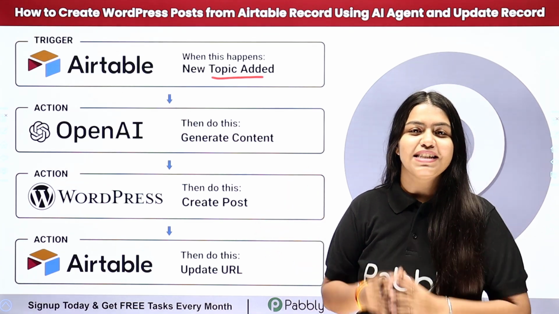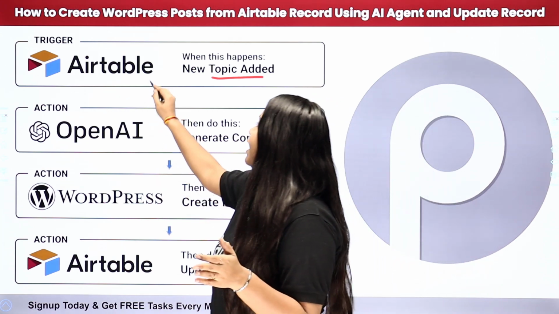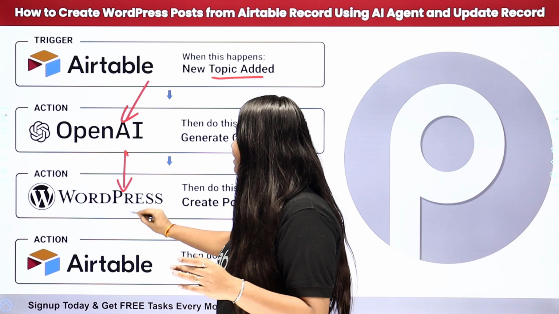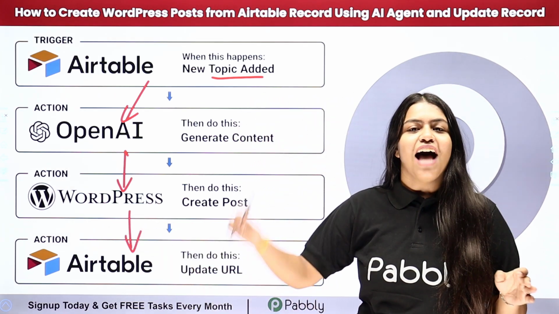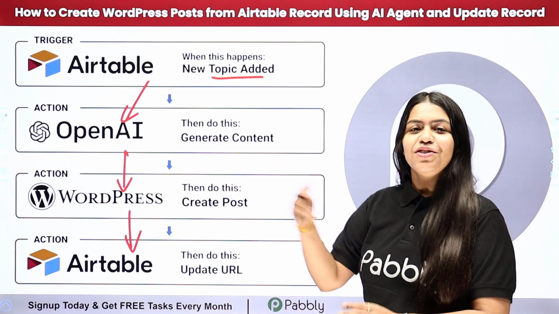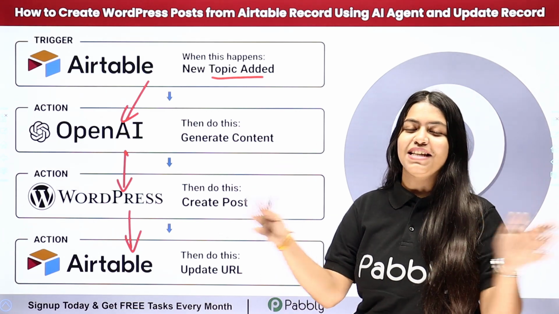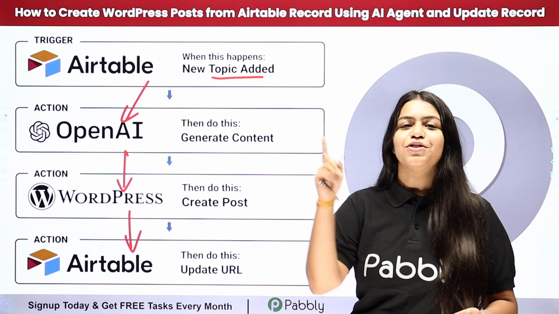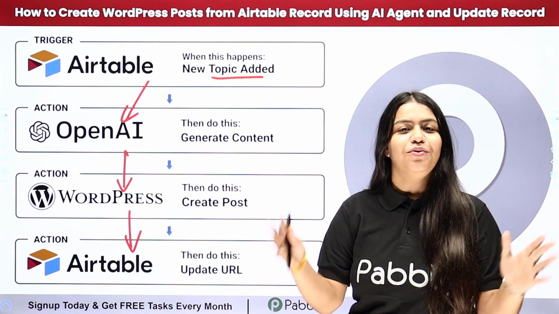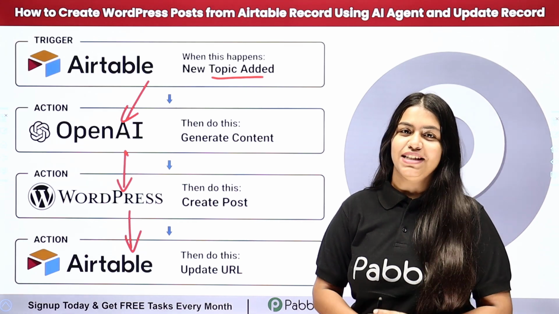So to do this, we are simply going to create a connection between Airtable, my AI agent, which is OpenAI, WordPress, and then Airtable once again. And to create this connection without knowing any programming or coding language, we are going to use Pabbly Connect. It is an amazing automation software. So do you also want to create this automation or this connection for your business? Then for that you have to come with me towards my screen.